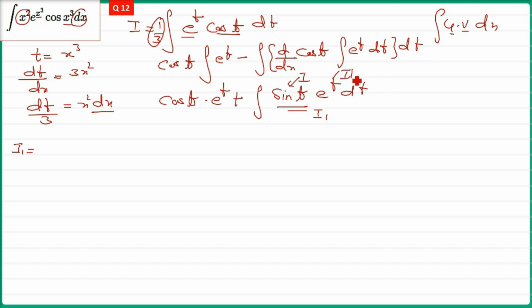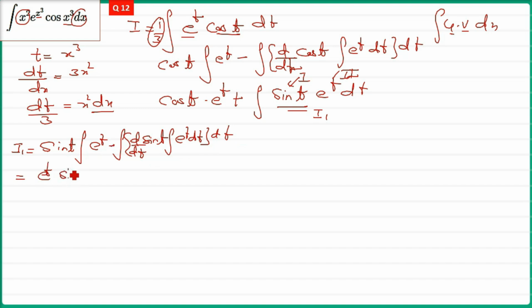I1 has two functions. First function we are taking sin t. Second function we are taking e raised t. So applying this formula, d by dt of sin t, again integration of e raised t dt, this whole. So we have e raised t sin t minus d by dt of sin t is cos t, e raised t is e raised t only, dt. So you don't have to integrate this because this is the original one.